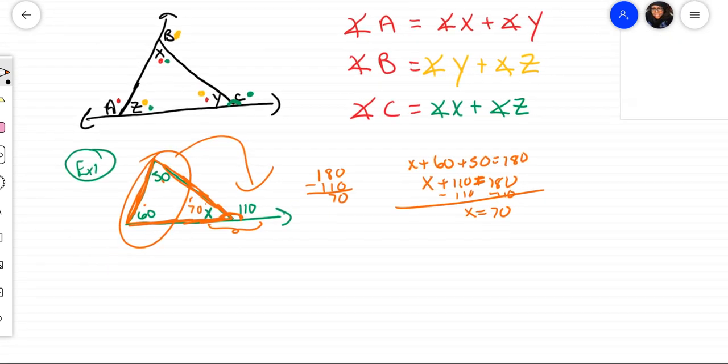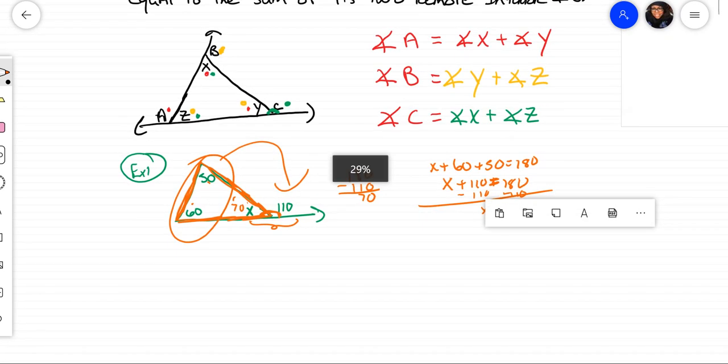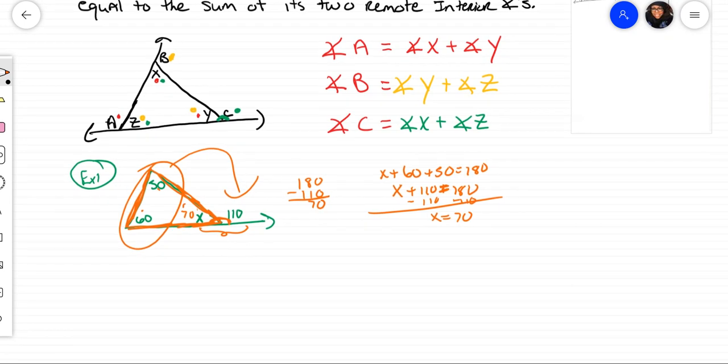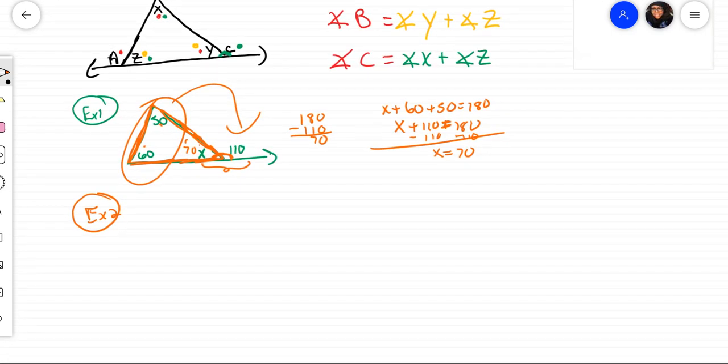So how does this help you, knowing this remote exterior angle theorem? To be honest, a lot of the time you can work around it. You don't need to necessarily know it. So for an example like number 2, for instance, it would be easier if you knew the remote exterior angle theorem. If I asked you for x, and I said this is 38, and I said this is 59, let's say, and I asked you for x.